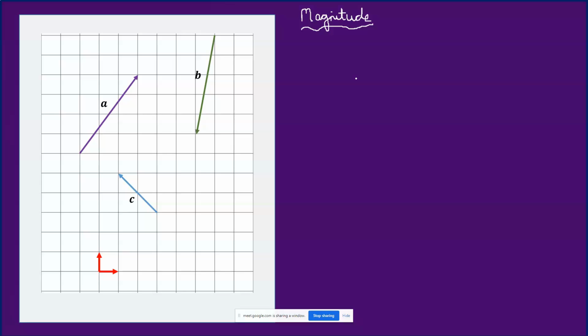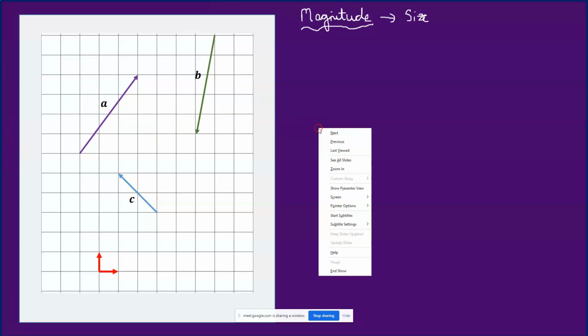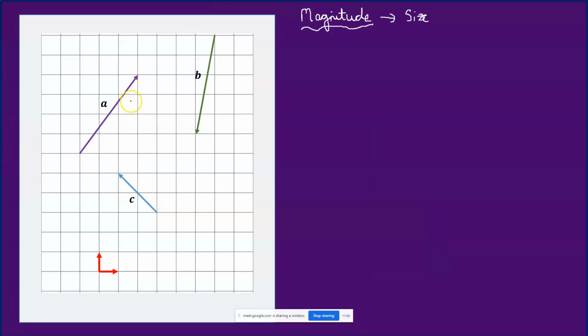You're sort of right, Eden. Any more words? Size? Yeah, it is. It's basically the size, how big something is. So, when we talk about the magnitude of a vector, we basically mean how long is A. So basically on A here, how long is it?